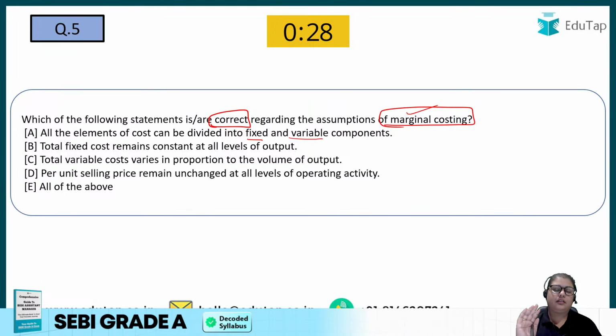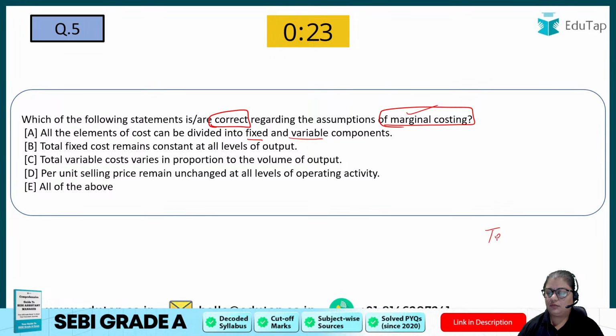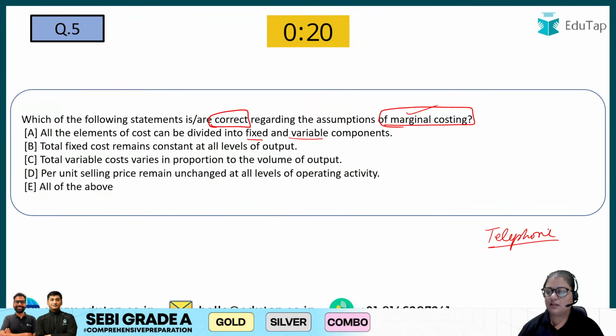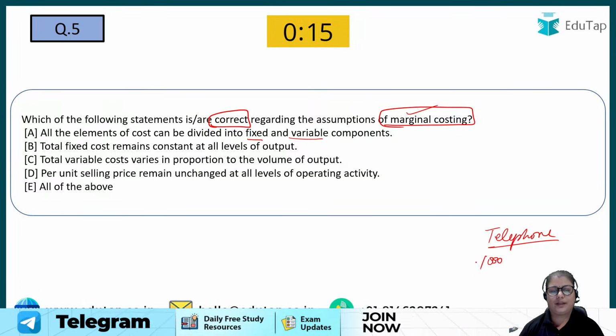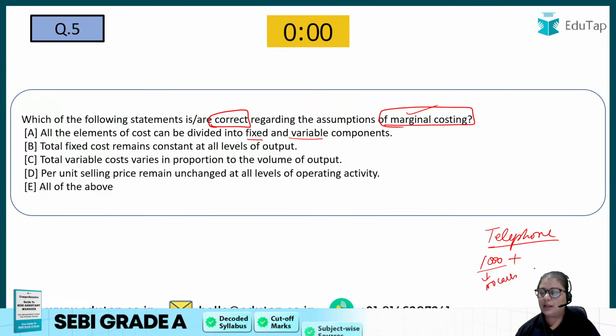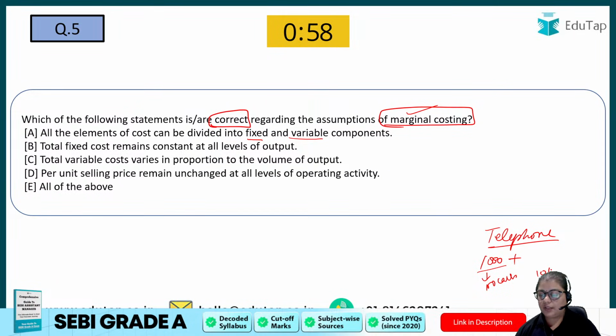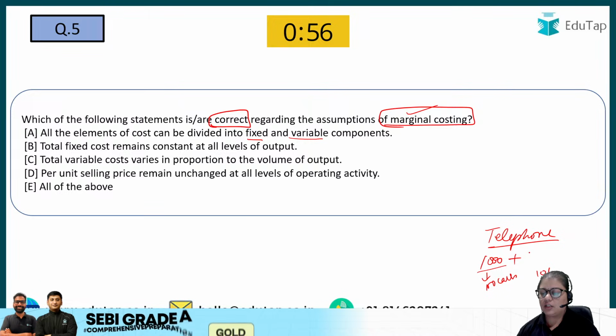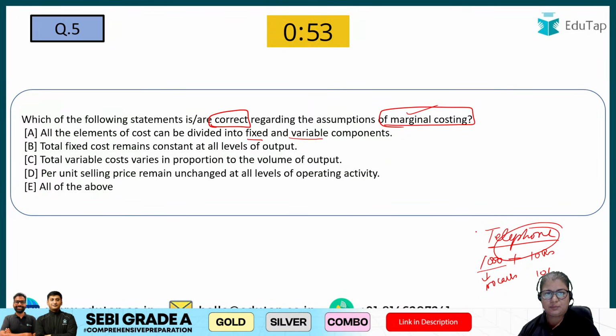Although in practical life, it is very difficult, because for example, telephone bill can be fixed till one range. For example, the telephone dealer says that 1,000 rupees you have to pay. You make calls or you don't make calls, I don't care. You have to pay 1,000 rupees. But in 1,000 rupees, I'll give you 100 calls. Even if you do 99 calls, I'll still take 1,000 rupees only. But for the 101st call, I will charge you 10 rupees extra. So this becomes my semi-variable cost.